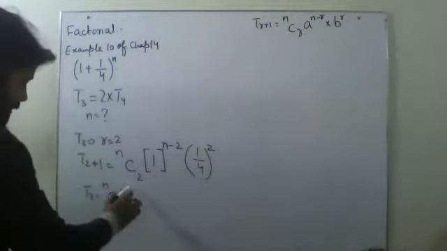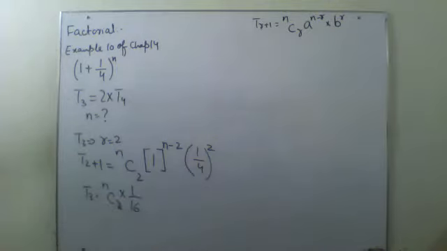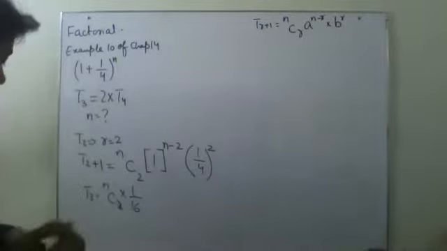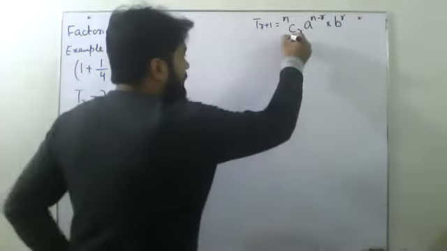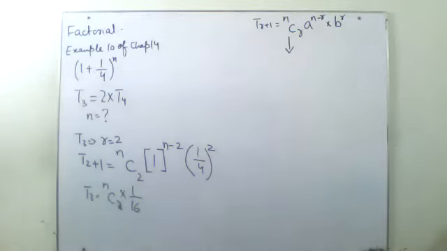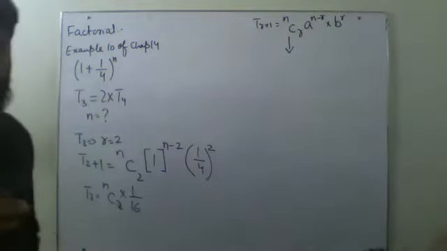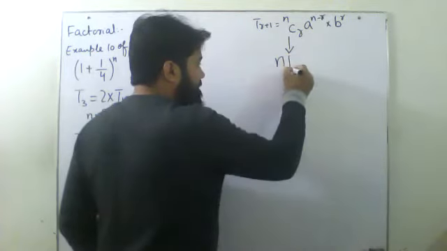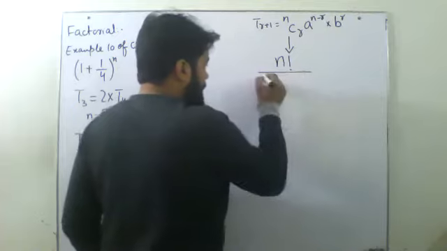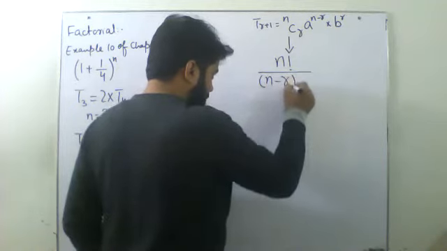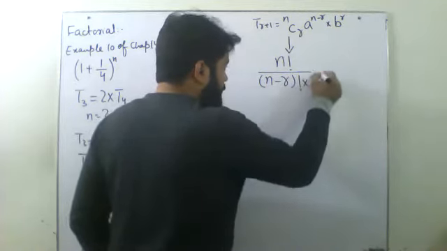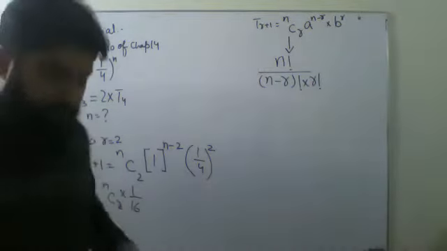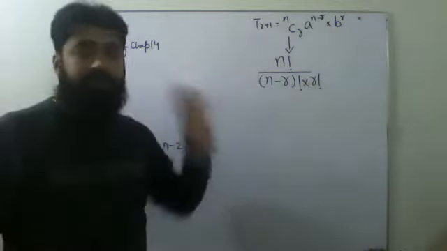Okay. And then this one will be 1 over 16. This will be equal to 1 over 16. So I have got nCr. Now, what does nCr represent? nCr represents a formula. What is the formula? The formula is n factorial over (n minus r) factorial into r factorial. In previous questions, I was not telling you this because in those questions, n was given.